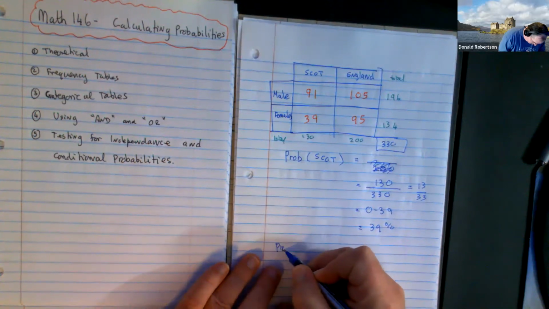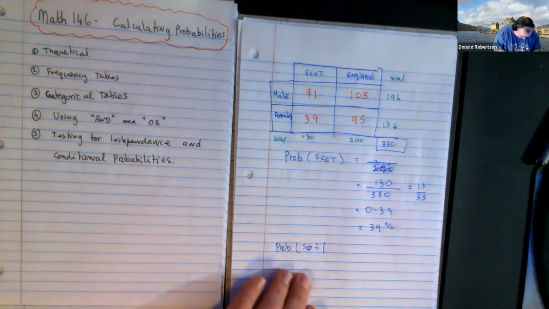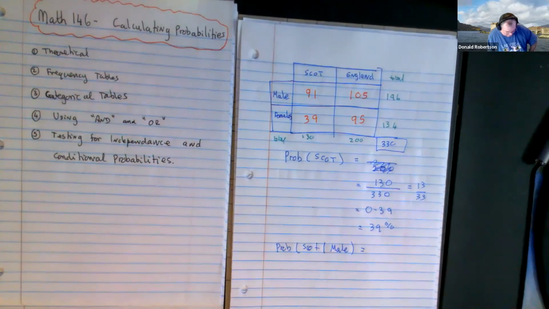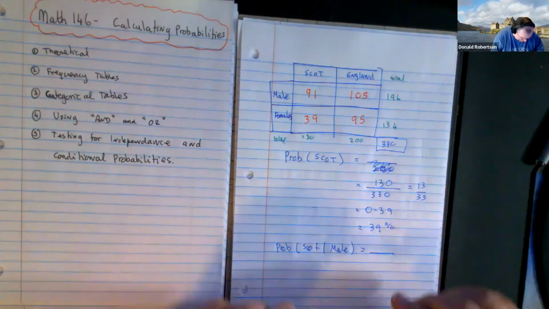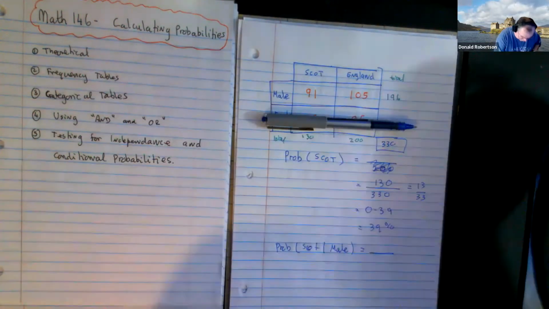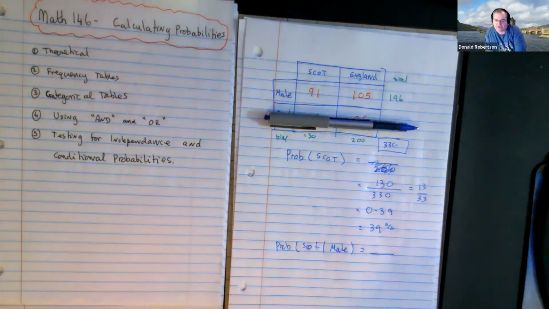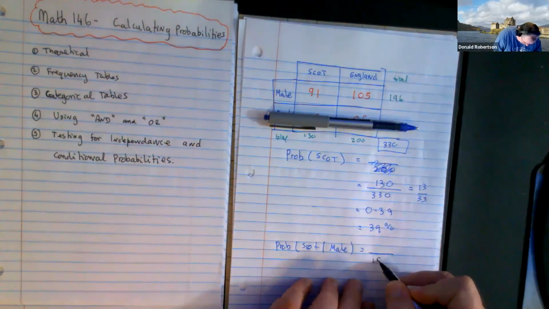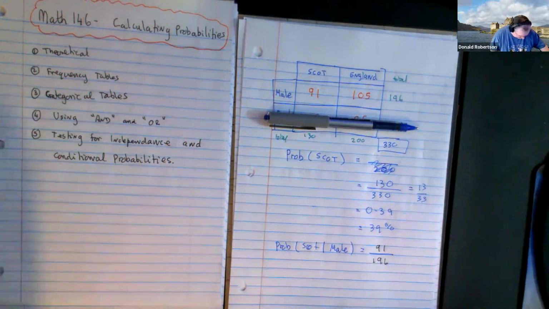What's the probability that you pick a Scottish person given that they were a male? Now, if you tell me that the person is a male, that changes the bottom number. The information is coming from this row, and the bottom number is 196, right? Since you know it's a male, you only use the information from the table that's to do with males. So the bottom number is 196. And on the top, there's 91 of them.